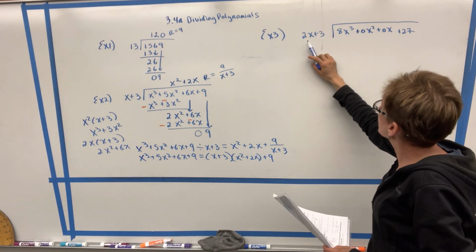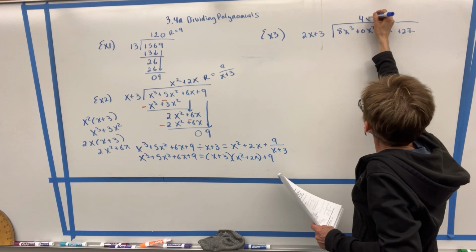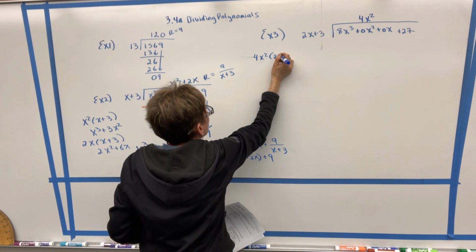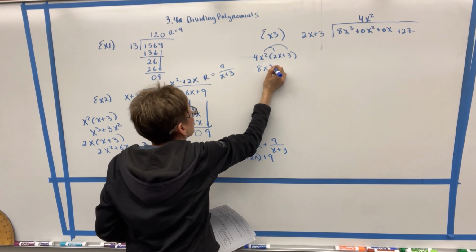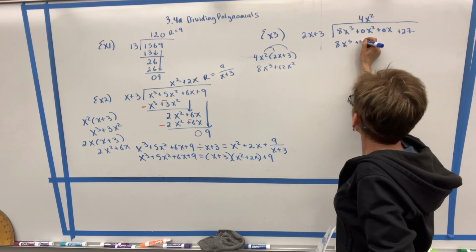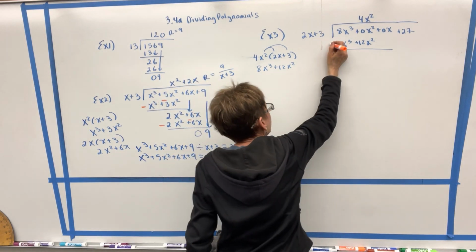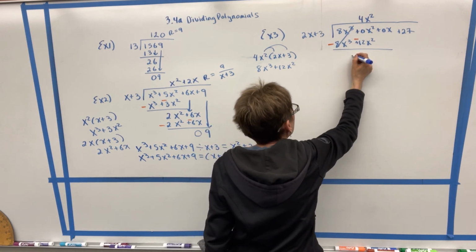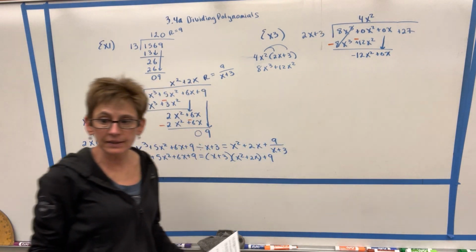All right, we're going to go through the same process that we did a minute ago. I want to ask myself what I would have to multiply 2x by to get 8x cubed, and the answer is 4x squared. If I take 4x squared times 2x plus 3 and distribute, I'm going to get 8x cubed plus 12x squared. Again, the simplest way to handle this is to change the signs and add. When I do that, these two cancel out and I have negative 12x squared, and I bring down my 0x.